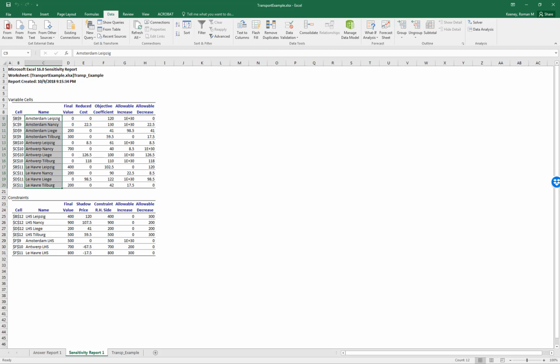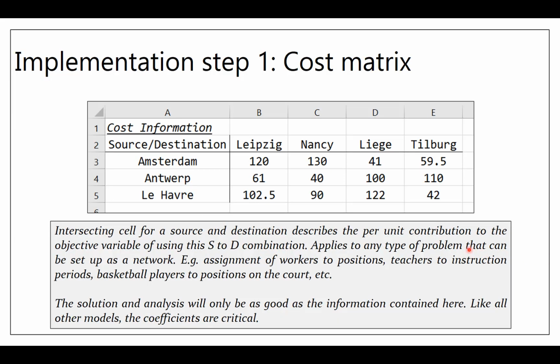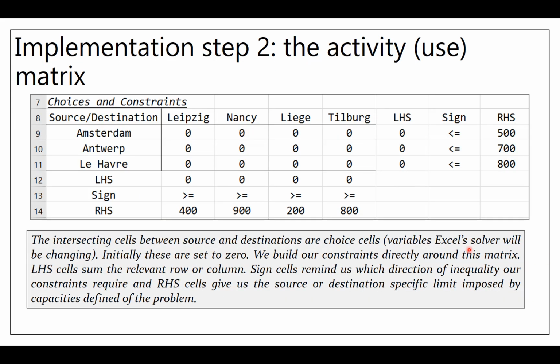Okay, so let's jump back to the PowerPoint and talk through this. I think I've been through most of what's in my slides. So what do we have? We have implementation step 2. This is what we call the activity or the use matrix. So we have all these different options for shipments.